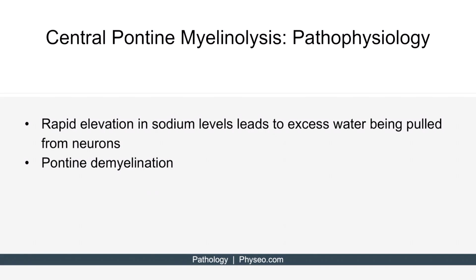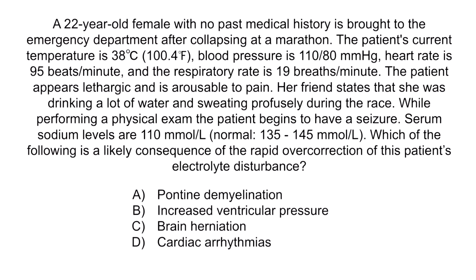Again, this is due to the rapid correction of hyponatremia, and this rapid elevation in sodium levels leads to excess water being pulled from neurons, ultimately causing pontine demyelination. B is incorrect because increased ventricular pressure is not involved with central pontine myelinolysis. Rather, it's associated with normal pressure hydrocephalus.